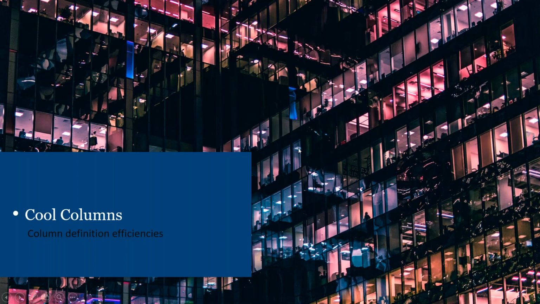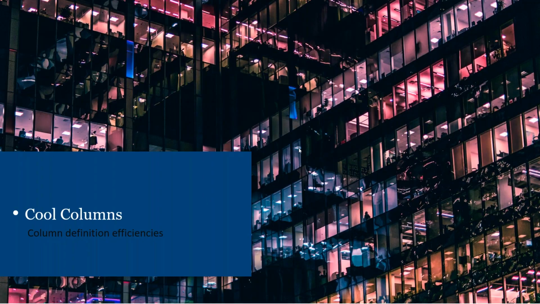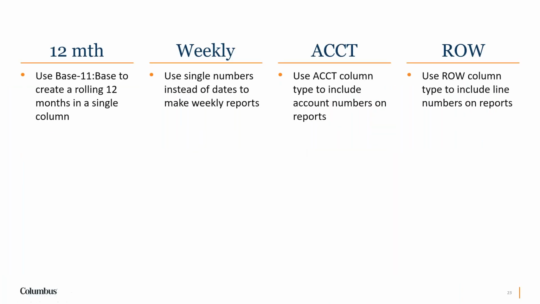All right, so the next thing we're going to look at is some cool columns and being able to set up some efficiencies. We're going to talk about creating a 12-month rolling in a single column, how to create weekly columns from a monthly bucket, how to add the account number into your report if you need to see that on a financial level. And the same thing with the row column. When you use the row column type, you're actually adding the row code from the report or the row definition.